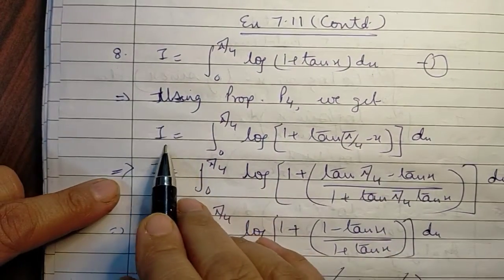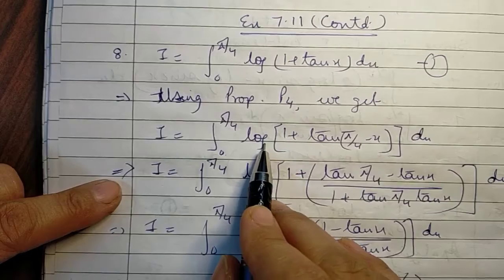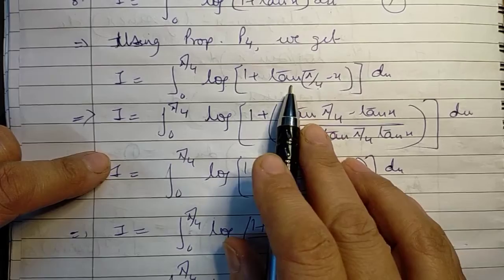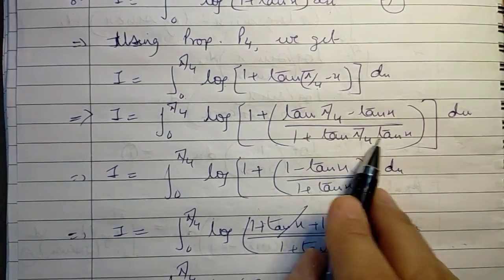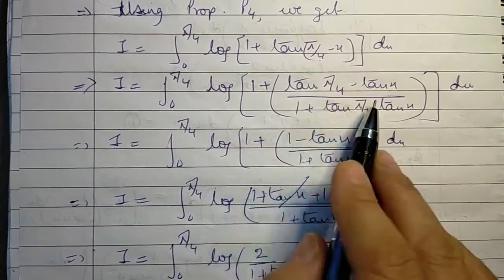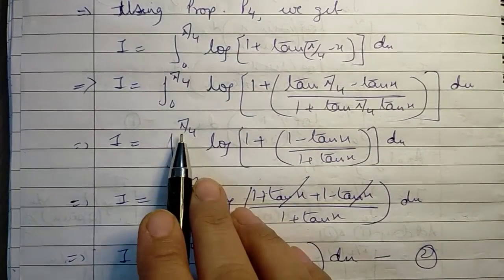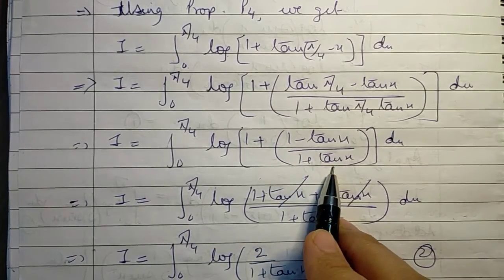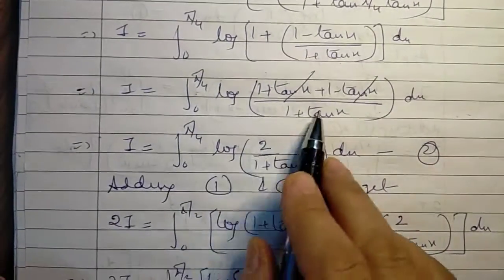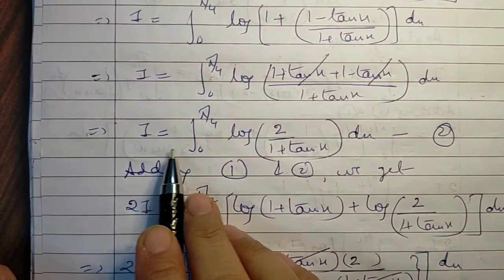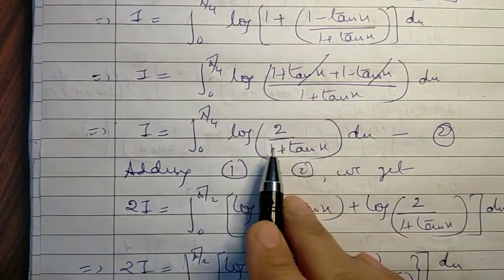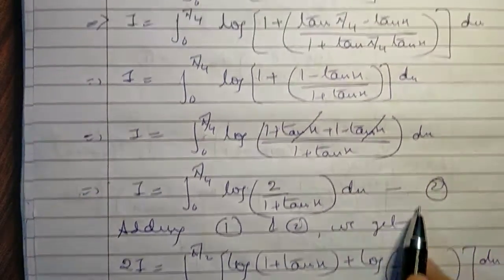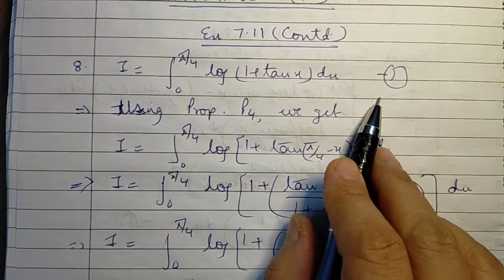So I becomes equal to integral 0 to pi by 4 log of, in place of x we'll write pi by 4 minus x. Now using the property of tan a minus b, expand this, we get this. Now tan pi by 4 is 1, and so this gets reduced to 0 to pi by 4 log of 1 plus (1 minus tan x over 1 plus tan x). Solving, we get I is equal to integral 0 to pi by 4 log of 2 upon 1 plus tan x. Let's call it equation number 2 and the given question as equation number 1.